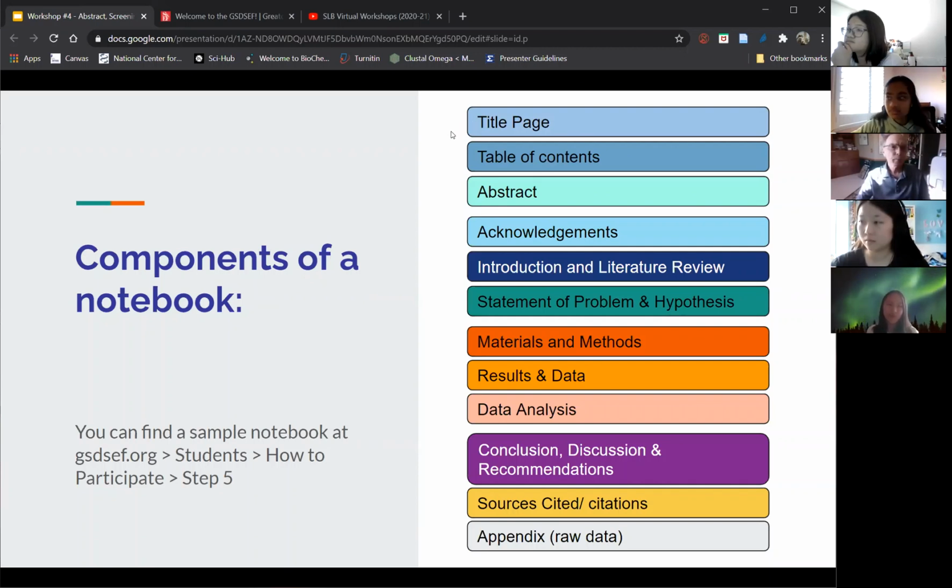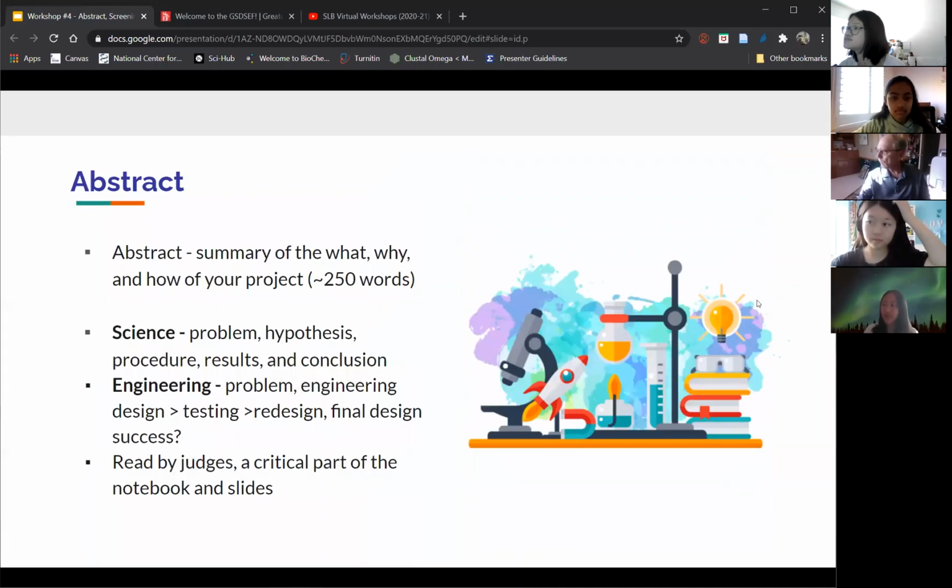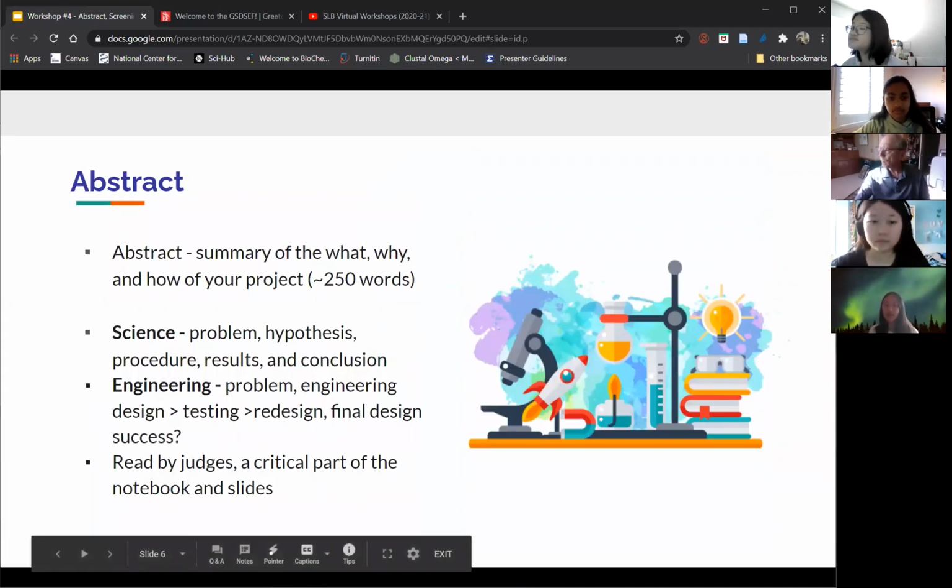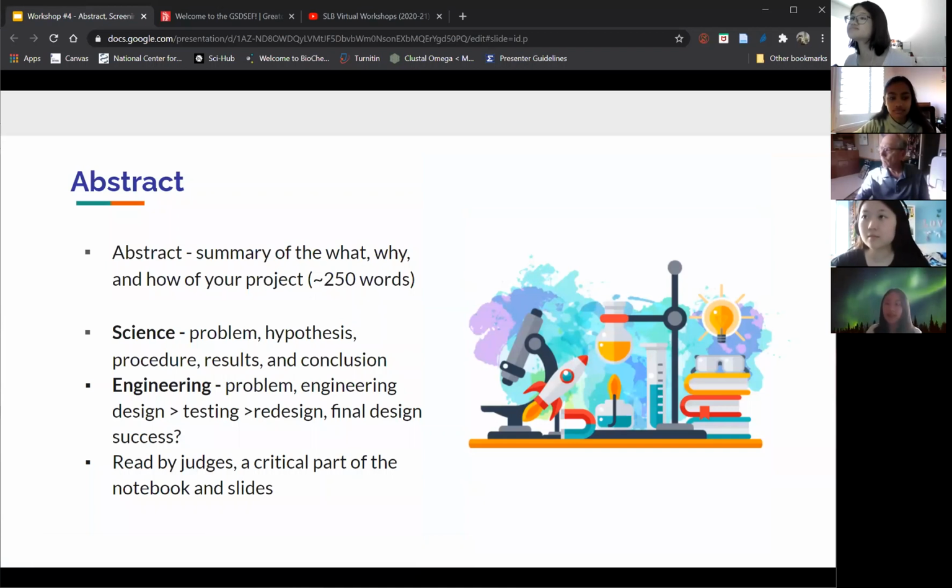So the abstract could be one of the more difficult parts, so we're going a little bit more into depth into what your abstract should look like. So now we'll just go briefly into these components. So the abstract is basically a summary of what, why, and how your project really works. Essentially it's a 1-paragraph summary of the question you asked, what you did, your results, and why they're important. So it's kind of an executive summary of your work. And it's usually always written last and is about 250 words or less.